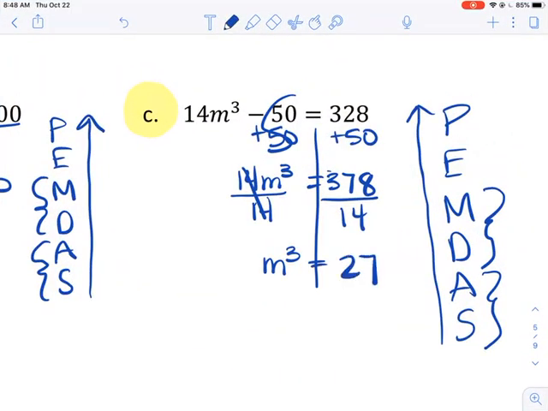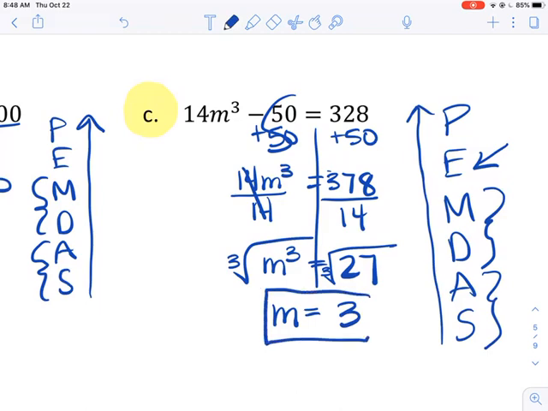Okay, last step. That's this exponent right here. Let's undo the exponent by taking the cube root. And I get m equals 3. Hopefully you know that the cube root of 27 is 3. All right, so basically we're doing the same thing. We're doing PEMDAS backwards. And what's different from quadratic equations is now we only have one answer to each equation.